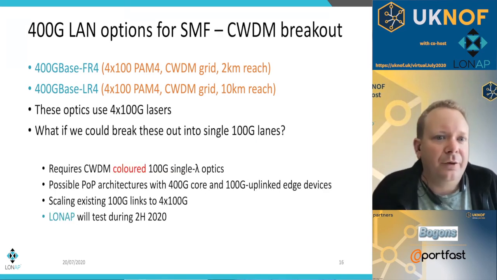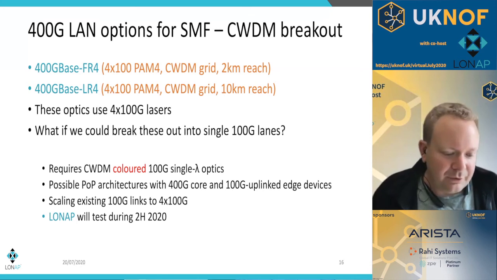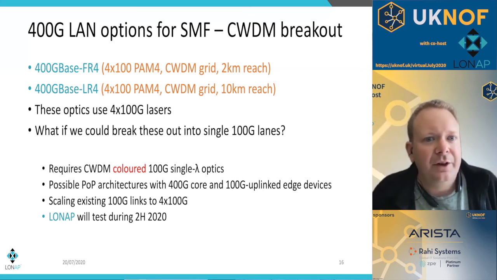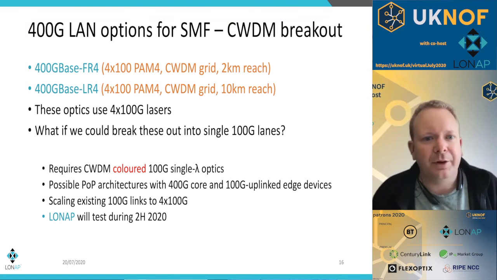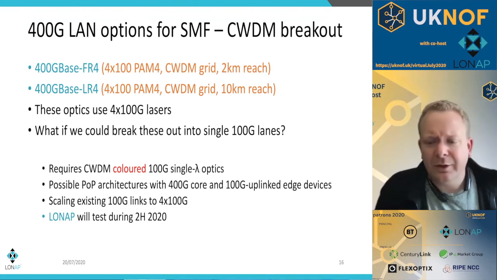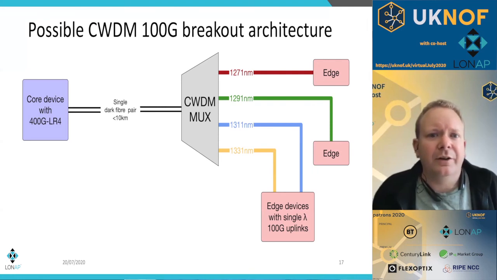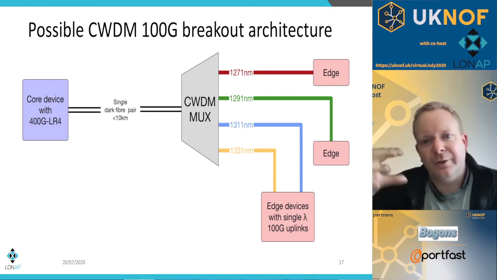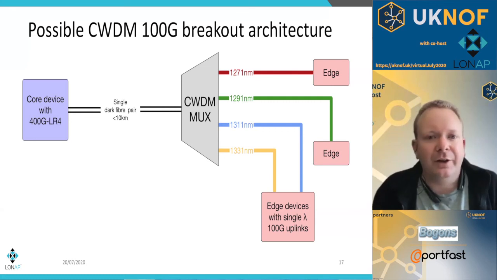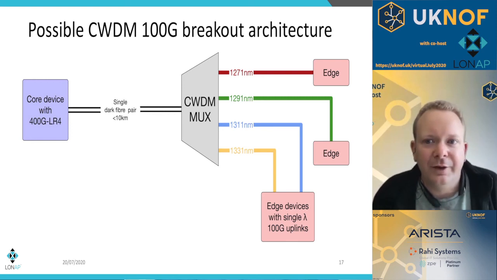So our FR4 and LR4 optics, which are designed to light 400 gig on a single pair of fibers, use 4 times 100 gig lanes. So what I've been thinking about is, what if we could break these out into single 100 gig lanes to help our POP architectures? So I have a sample 100 gig breakout architecture here, where we have a core device with 400 gig lighting a single dark fiber pair. Obviously, we do this in a resilient config. CWDM MUX at the edge POP, and then we could light 100 gig links to individual edge devices as required, or n times 100.